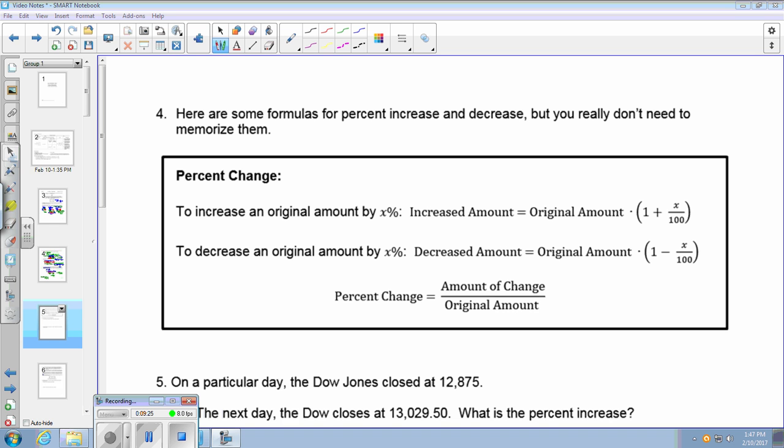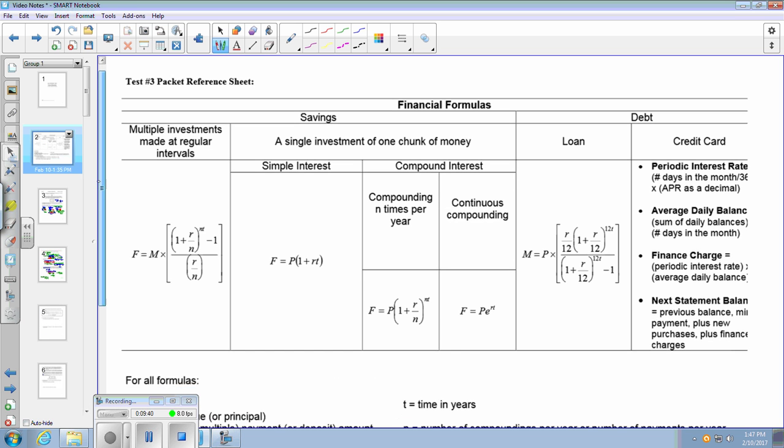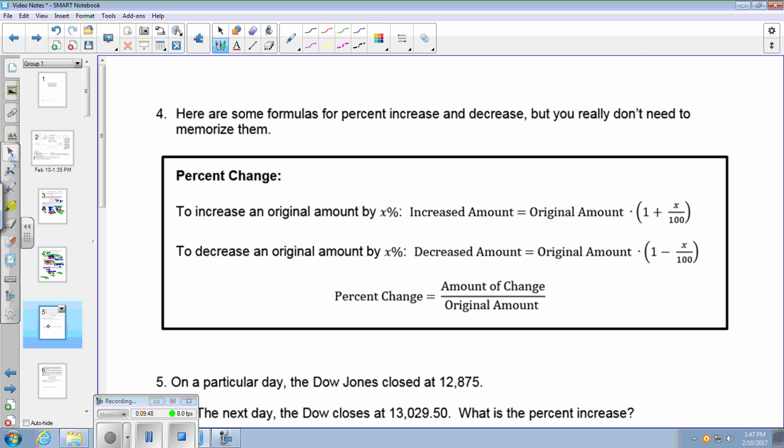Okay, number 4, you have some formulas for percent increase and decrease, which is what we've just done, and number 3, but you really don't need to memorize them. In fact, if you look in your package, you're going to find a formula sheet. I'm going to skip to that. Looks something like this. You look down at the bottom, you're going to find these same 3 formulas we're just looking at right now. So keep that in mind. You may want to use that when you're doing your homework.